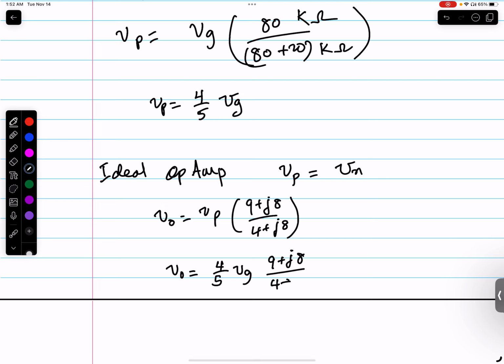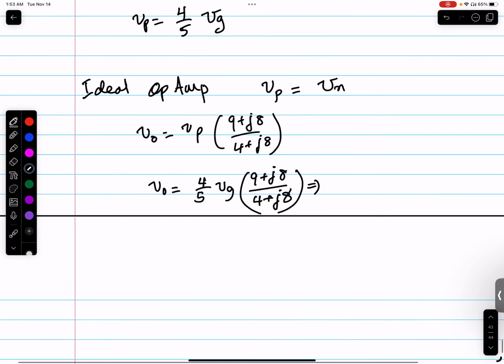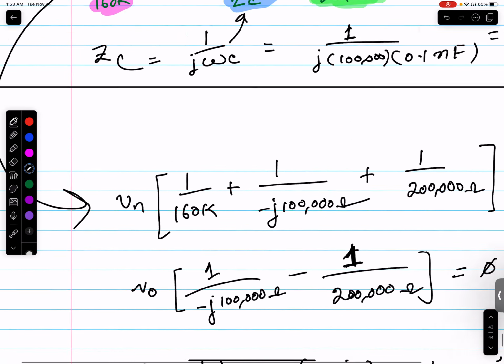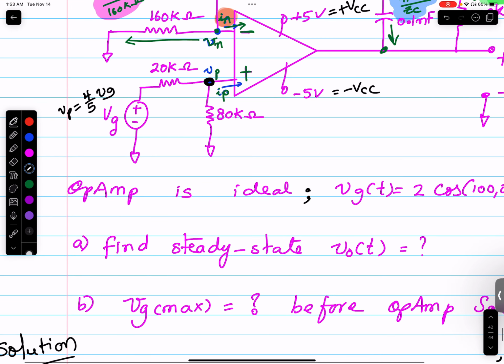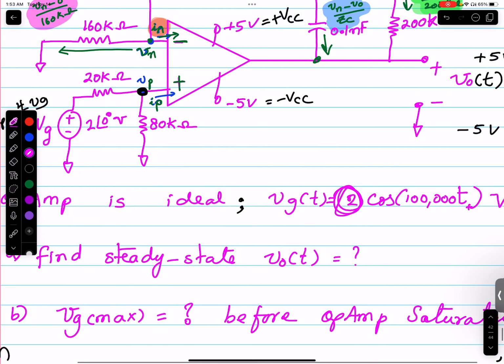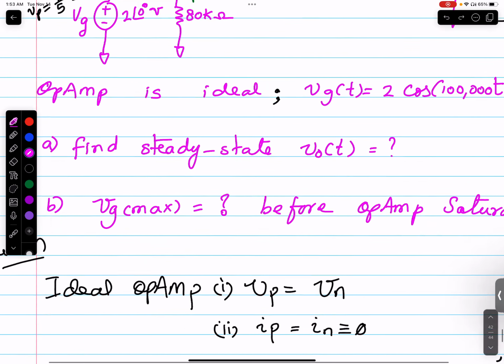So V output equals 4/5 of Vg times 9 plus j8 by 4 plus j8. You can do the simplification and you will get 2 angle 0 degrees volts. That is Vg, which is given to be 2 angle 0 degrees volts. I forgot to mention that. It is indeed 2 with a phase angle of 0. So it is given in this problem. Very good.